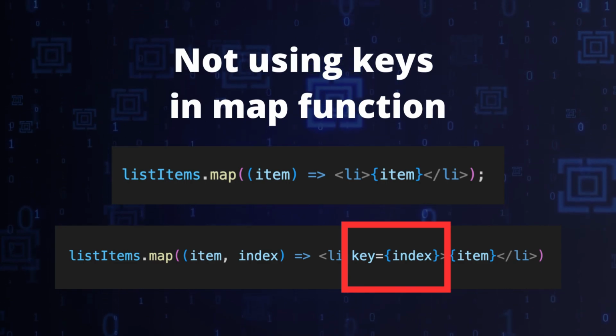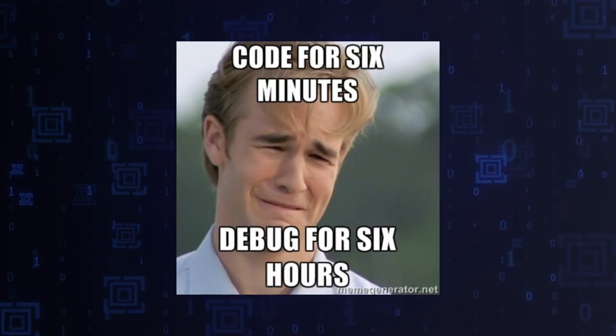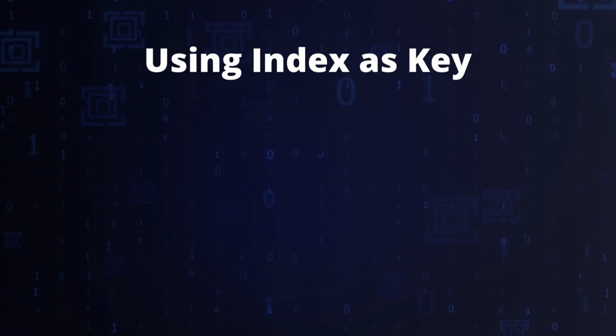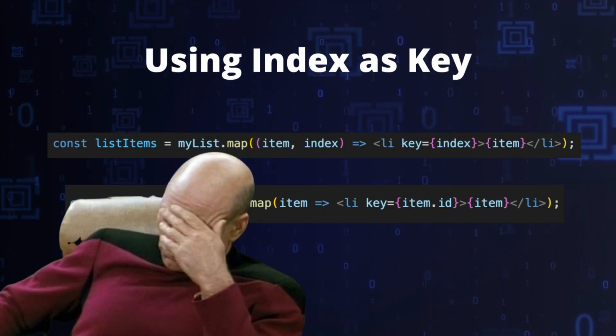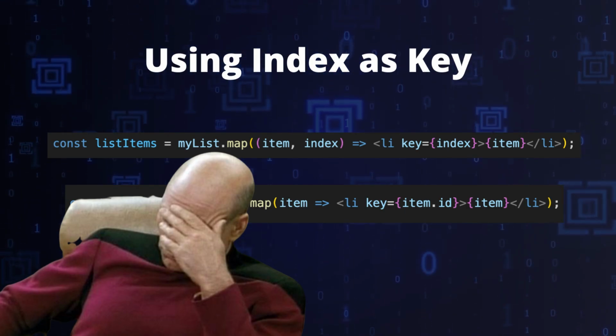Avoid debugging by making sure you pass it. However, using the index as a key is another mistake. Make sure you pass a unique value like an ID. Index as a key can cause problems when a mapped array is changing properties.